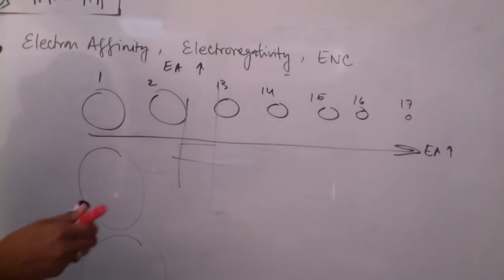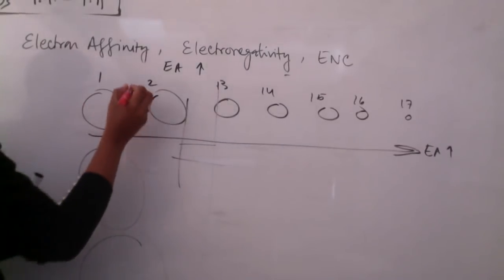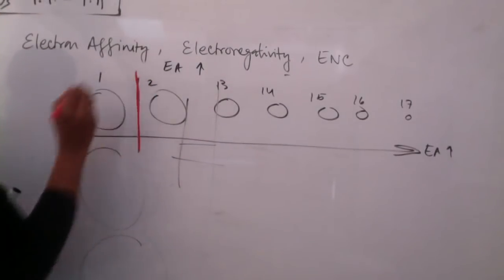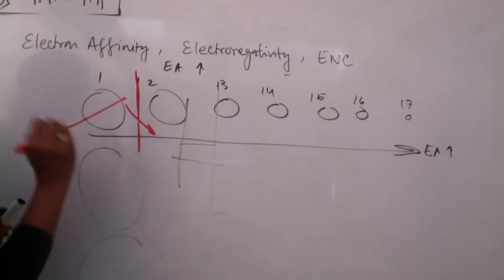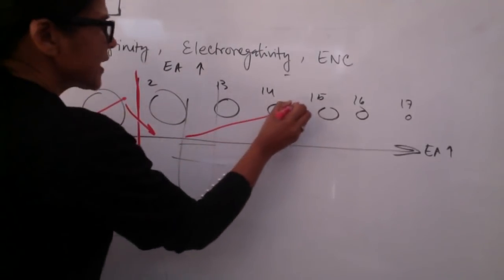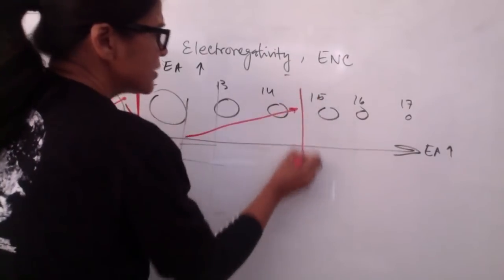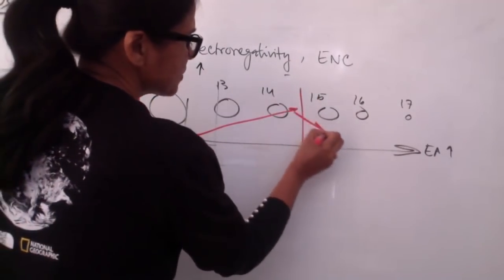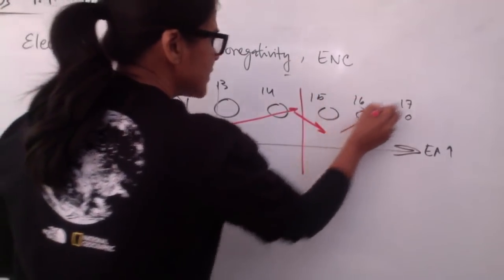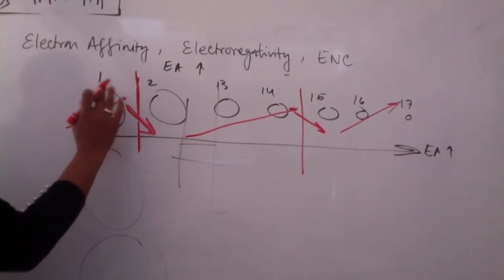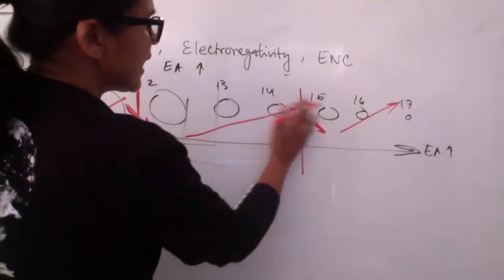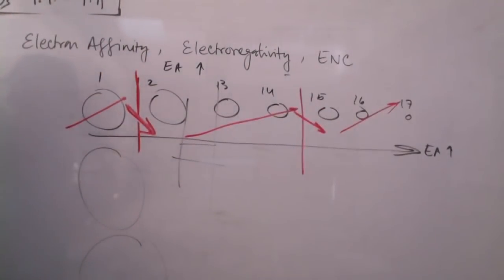But experimental results indicated that there is a drop. The electron affinity goes down between group 1 and 2, goes up again, and between 14 and 15, it drops again. And after this, it goes up again. So there are two distinct drops, between group 1 and 2 and between group 14 and 15.